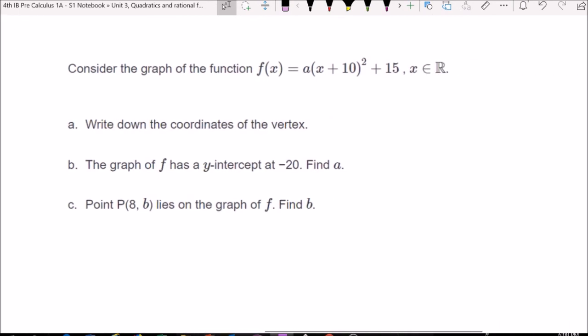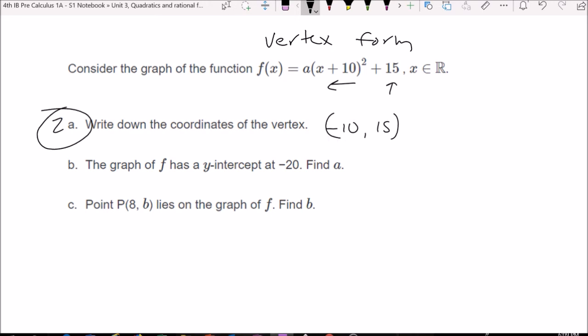Okay, here's number 2. They gave us an equation, and they asked us for the coordinates of the vertex. 2 ways to do this. You could take notice of the fact that this is written in vertex form, or you could think about it the way we did on our project, thinking of this equation as being shifted in different directions. And so we know this 10 right here shifts left 10, and that 15 shifts it up 15. So -10, 15 is the coordinates of the vertex. That was worth 2 points, by the way.